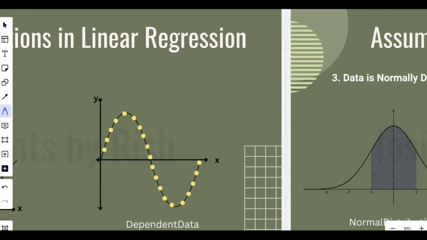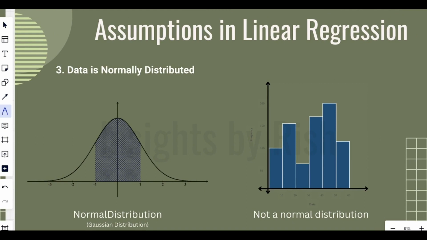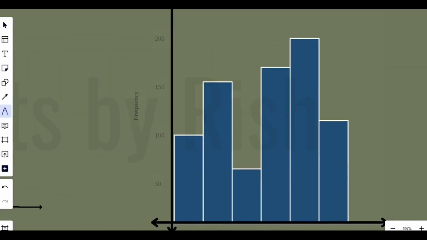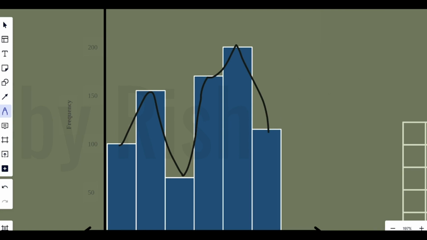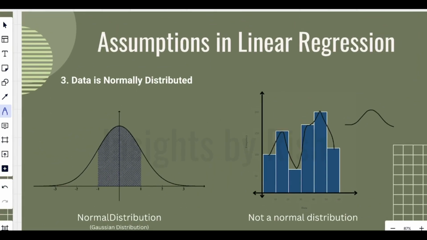The third assumption that we are making is that our data is normally distributed. This is a normal distribution, which is also called a Gaussian distribution, and this is not a normal distribution. In this you can see the distribution is somewhat like this. You reach here, from here to here, and then again from here to here. So this is not a normal distribution. While your normal distribution is always in this fashion, it increases at some point and it again decreases. So in linear regression, we assume that our data is normally distributed in this way.